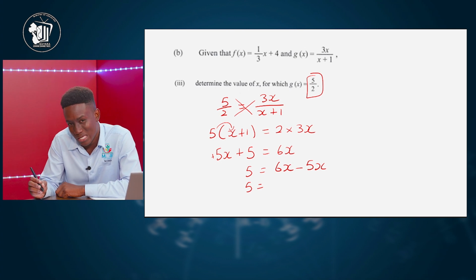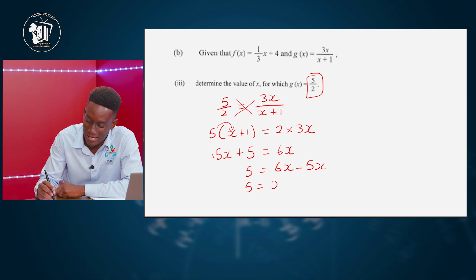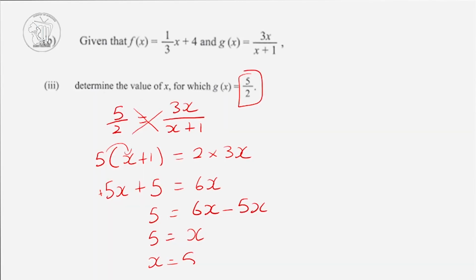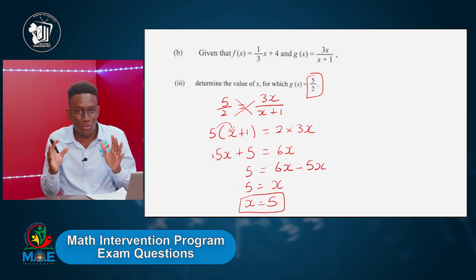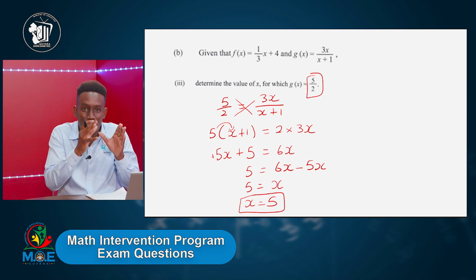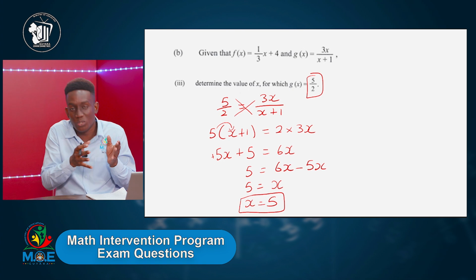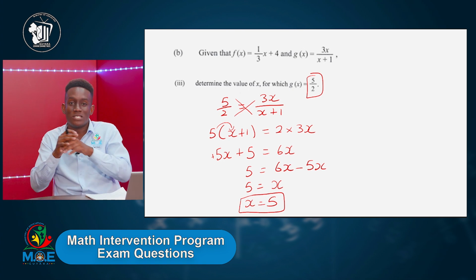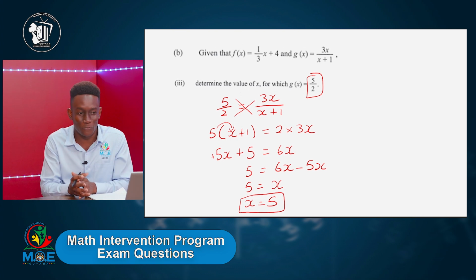But of course, as math people, we know we don't write 1x. We just say x instead of 1x. So x is equal to 5. So if g of x is equal to 5 over 2, x will be equal to 5 when we solve that. And that is how you work this kind of question. When they tell you the function is equal to something, you just replace g of x with what it was equal to, and then we solve like how we solve a normal fraction, and you're on your way to getting all the marks for this kind of question.